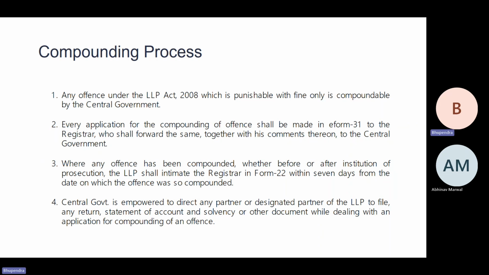In case of LLPs, the offences will be compounded by the central government only. No other authorities have the authority to do so. It will be done when a form is filed with the registrar. It is an electronic form, e-form 30. The registrar will add his comments and then forward it to the central government. And in case an offence has been compounded, then within 7 days of being compounded, the LLP has to file form 20 with the registrar.